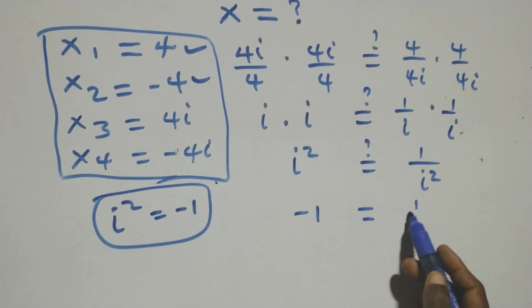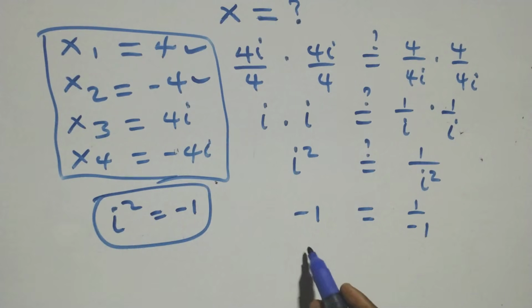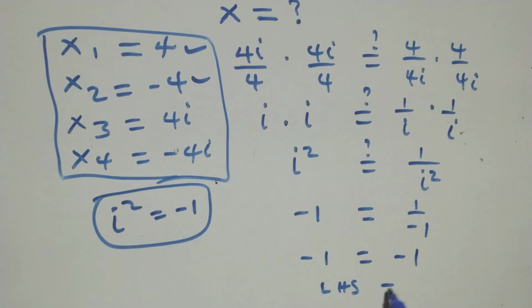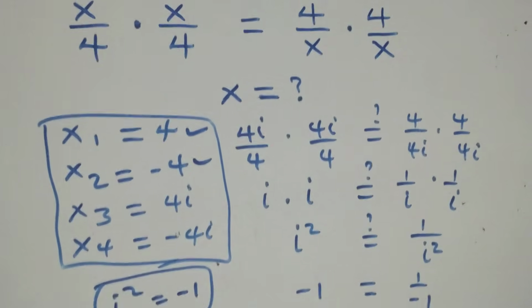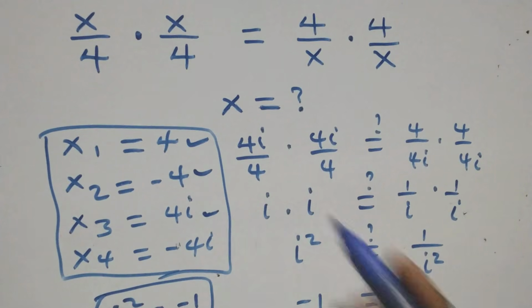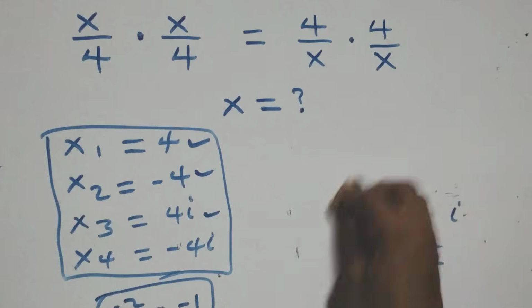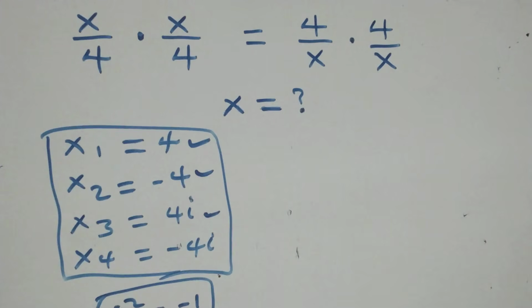Is it equals to 1 over minus 1? This is minus 1 equals to 1 over minus 1, also minus 1. Left hand side then equals to the right hand side. That is, x equals to 4i satisfy this given problem. Also, we substitute x equals to minus 4i.